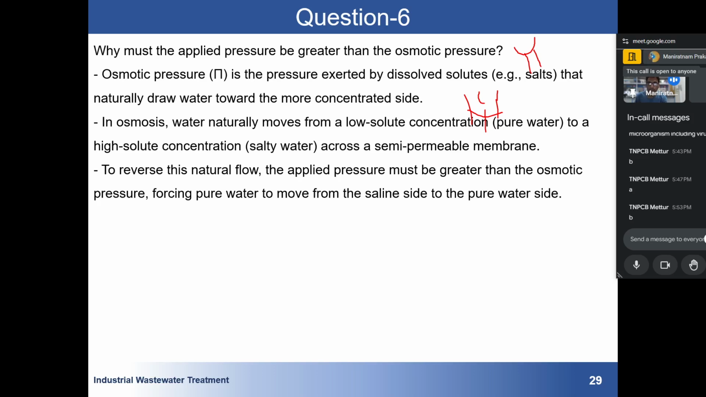In osmosis, water naturally moves from low solid concentration to high concentration across a semi-permeable membrane. To reverse the natural flow, the applied pressure must be greater than the osmotic pressure, forcing the pure water to move from the saline side to the pure side. This is a very interesting thing. When we talk about osmosis, we talk about the movement of water, not movement of contaminant. If you apply the concept of pressure, this is very important.